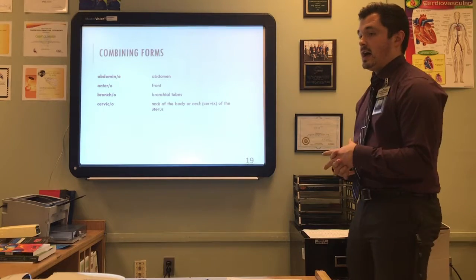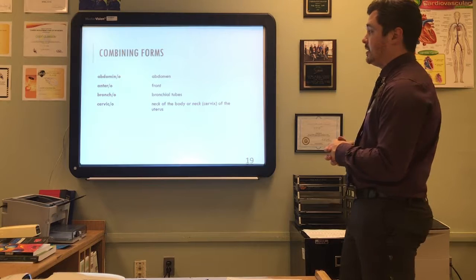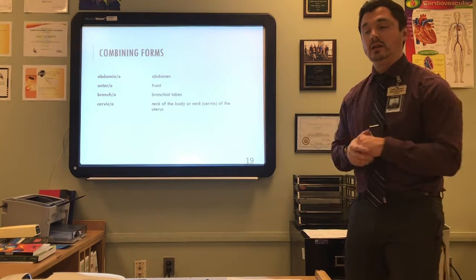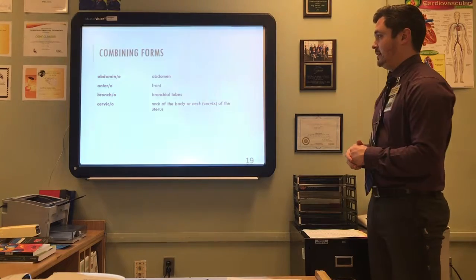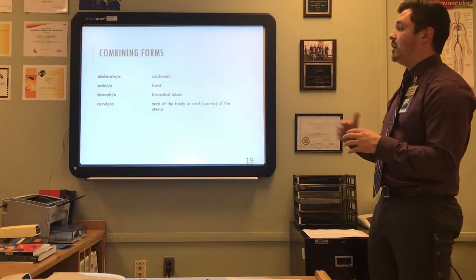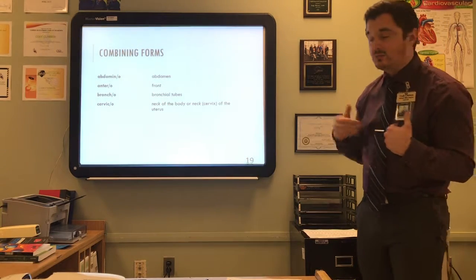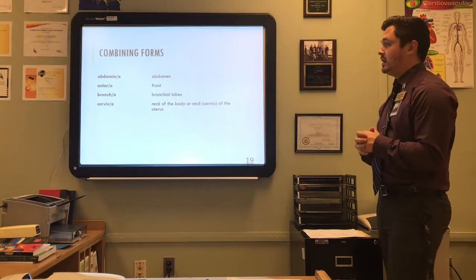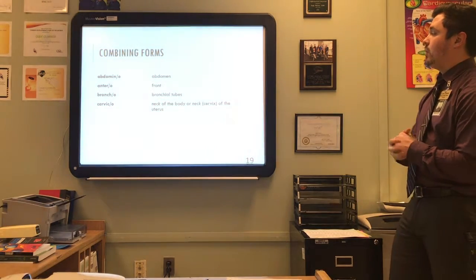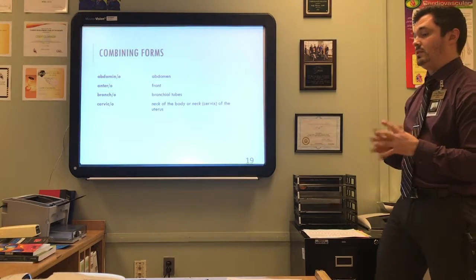Okay, guys. Abdominal means abdomen. Anter is front. So when you hear the word anterior, that means pertaining to the front. The anterior side of a building is the front side of a building. Broncho refers to the bronchial tubes, so you can see bronchitis would be a word they used here. Cervico is the neck of the body, or the neck of the uterus, the cervix of the uterus. So it's important to know the difference there.